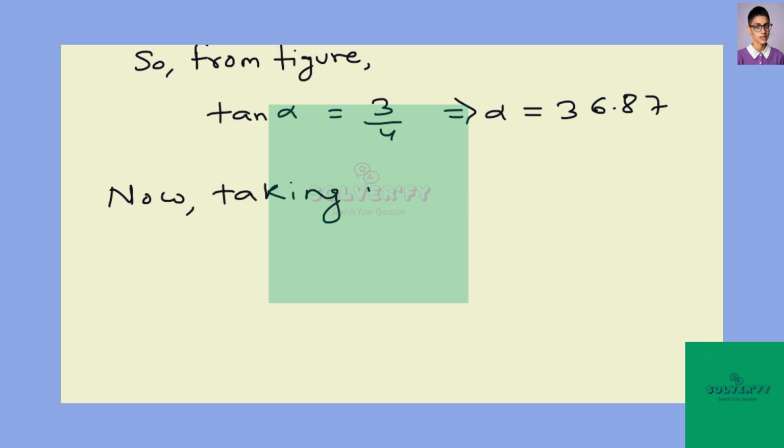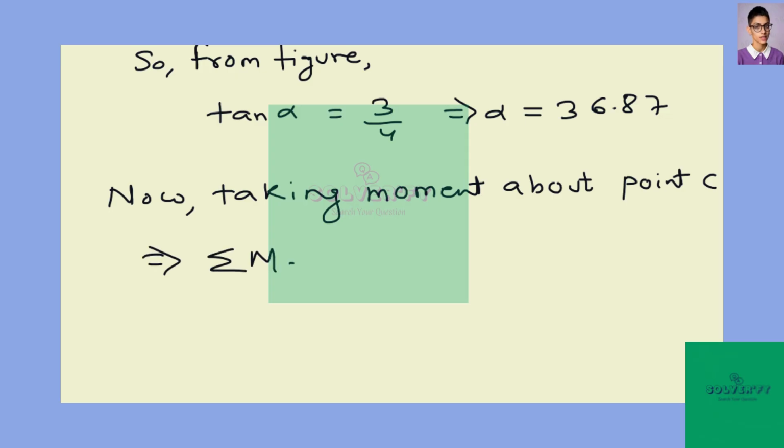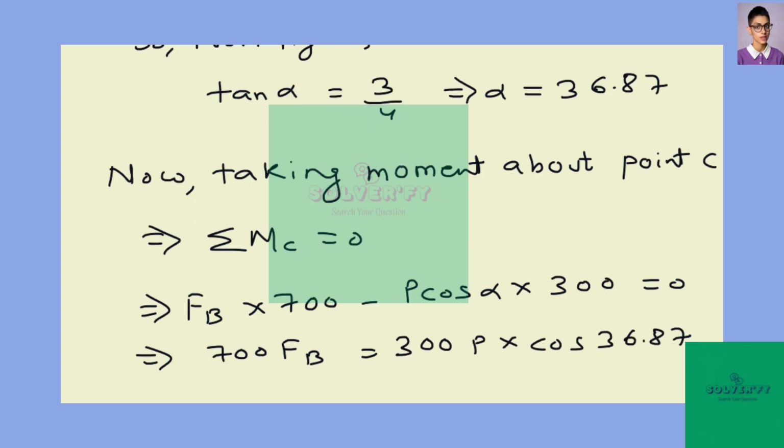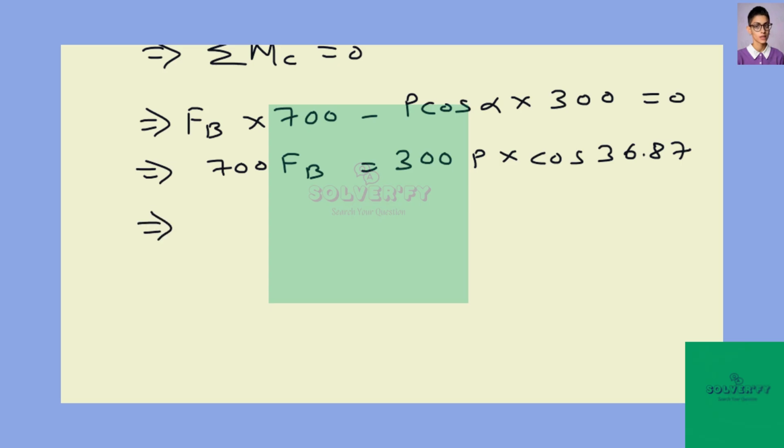Now going ahead, taking moment about point C, we have summation of MC is equal to 0. On calculating, FB into 700 minus P cos alpha into 300 is equal to 0, or 700 FB is equal to 300 P into cos 36.87. We just put the value of cos alpha, or FB is equal to 0.343P. So let it be equation 1.